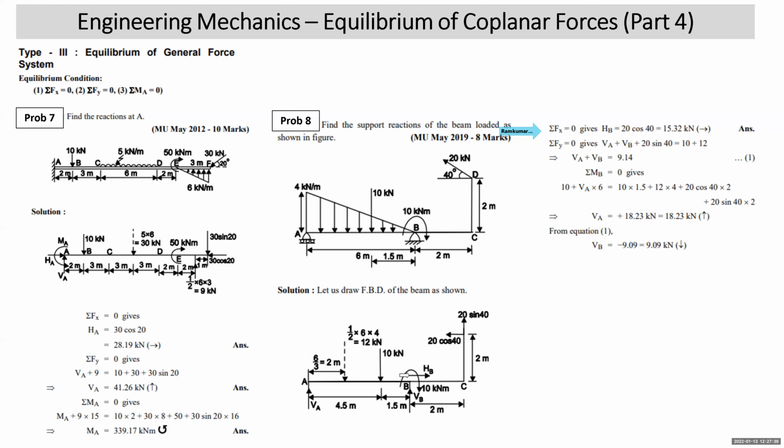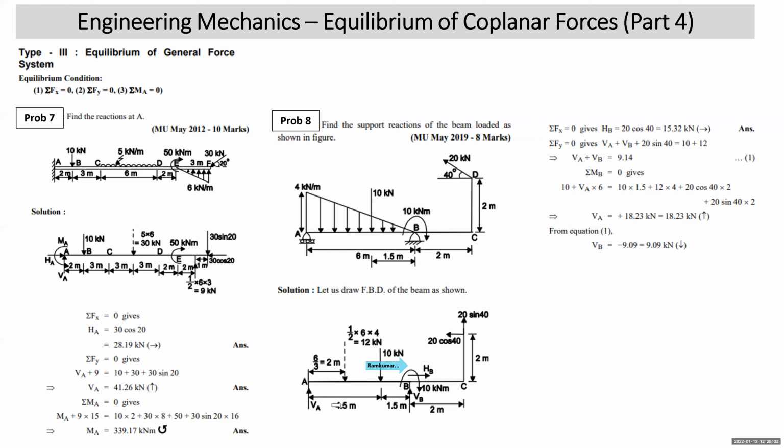All right. Now start with it. Sigma MB. So HB, VB will go off. First is moment 10, which is clockwise, so that will be listed. Then VA into 6, that is clockwise. On the right hand side, we are taking anticlockwise. This 10 will give you anticlockwise. 10 into 1.5 is anticlockwise. Even this 12 will also give anticlockwise moment.